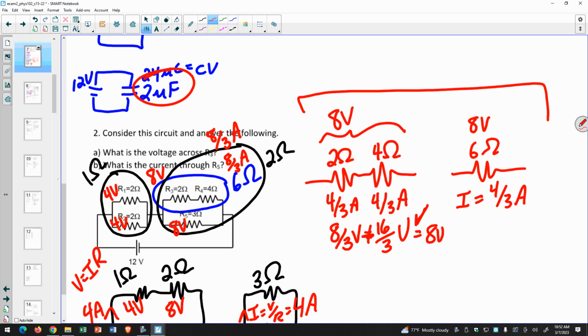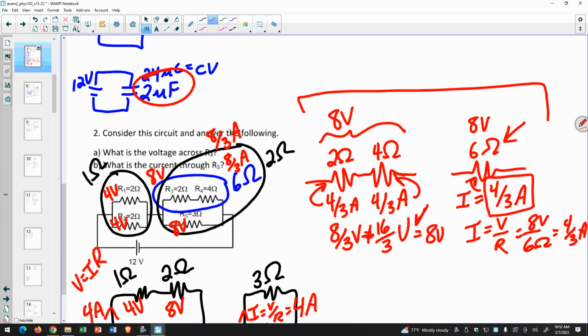So what I have to do is find the equivalent resistance, which is what I did right here, and then calculate the current that is going through that equivalent resistance. So I is equal to V over R, which is 8 volts over 6 ohms, which is 4/3 amps. So that 4/3 is the current through this resistor, but it's also the current through this resistor and this resistor. So now when I get the resistance and the current, I do V is equal to IR. 4/3 amps times 2 is 8/3. 4/3 amps times 4 is 16/3.